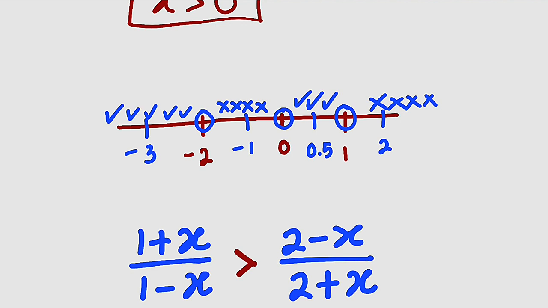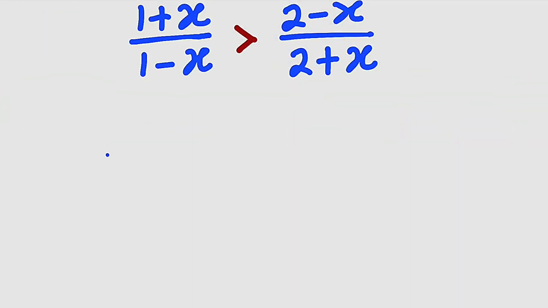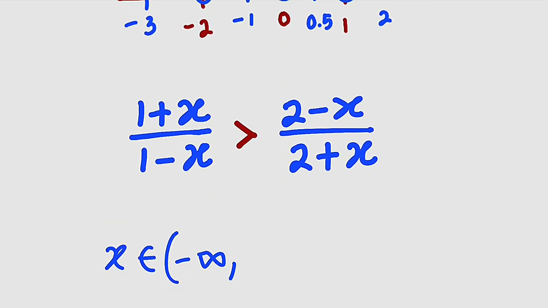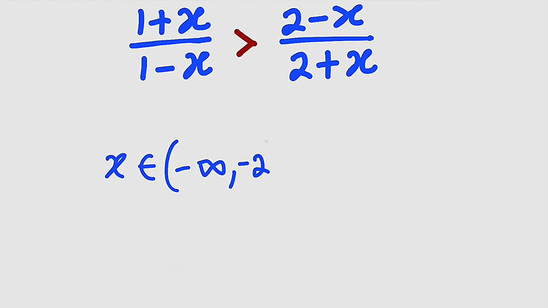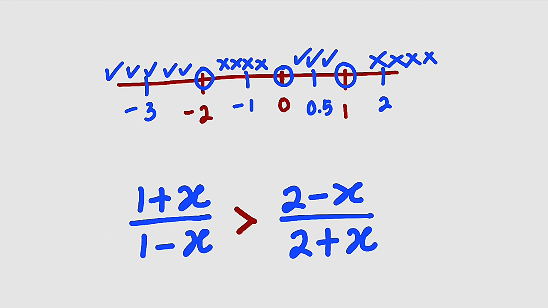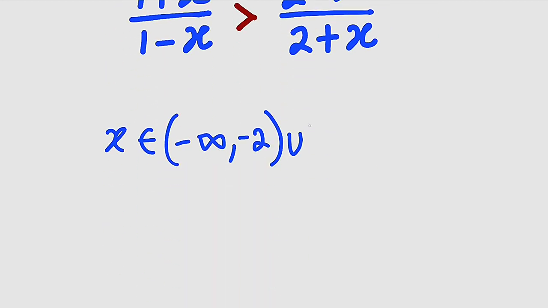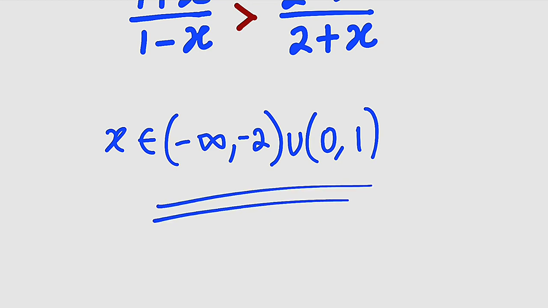So the only places where we have a solution is between negative infinity down to negative 2, excluding negative 2, and from 0 down to 1. Therefore, x belongs to the set of values from negative infinity down to negative 2, excluding negative 2, union, from 0 down to 1, right? So we have 0 down to 1. And hence, this is the solution to this inequality problem.